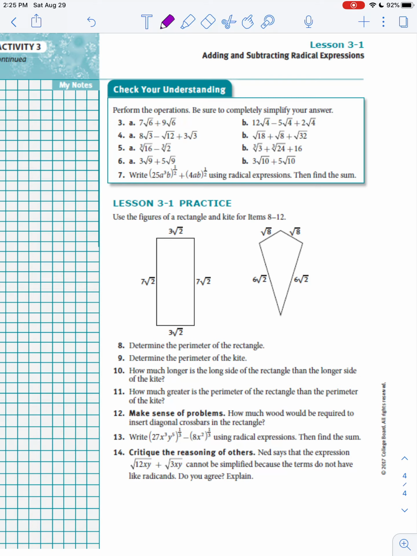And then any of these that you want to do in class, when you see me, we will do in class. So that will be it then for lesson 3-1.